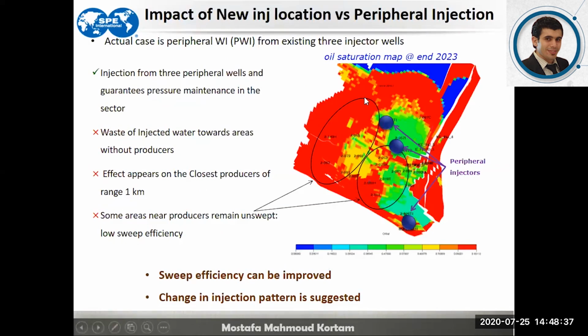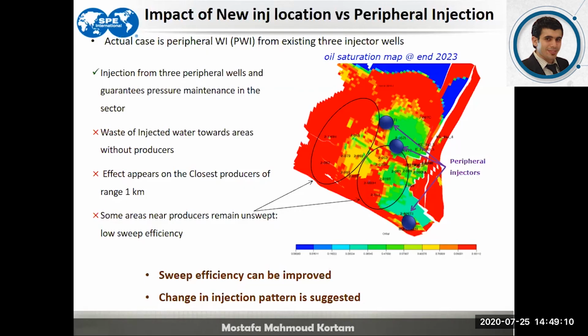But now what will be the situation? Those are the peripheral water injection wells, and that is the water saturation map, and that is the reservoir, where that is the bottom structure and that is the upper structure. That's part of the oil pools, where it still has a high oil saturation, and the effect of the injection would not reach those parts of the field. So the sweep efficiency can be improved, and a change in the injection pattern is suggested.